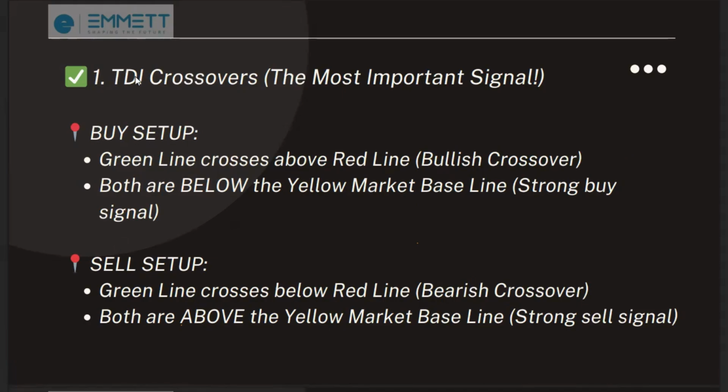So number one, you can use what we call TDI crossovers, and this is your most important signal. Do you remember when we talked about the green line crossing above and below the red line? That is going to be your signal. For a buy setup, you want the green line to cross above the red line, and that means we get a bullish crossover. When they are both below the yellow market baseline, that is a strong buy signal because it's probably a reversal. It doesn't mean that it's going to happen all the time, but it's probably a reversal.